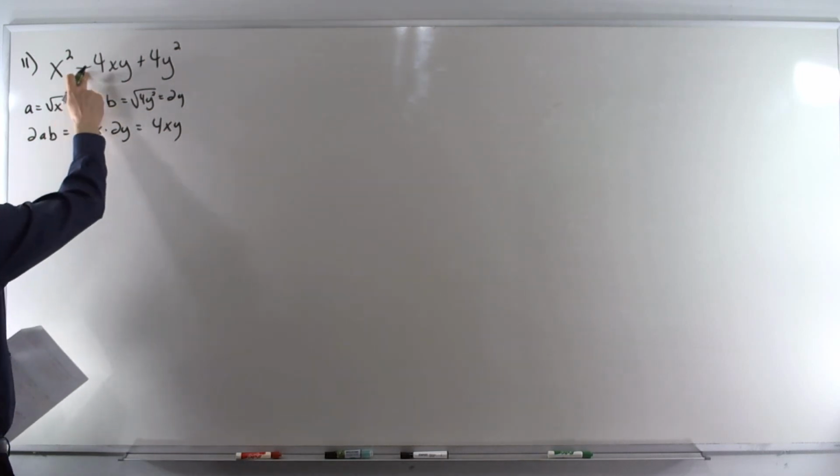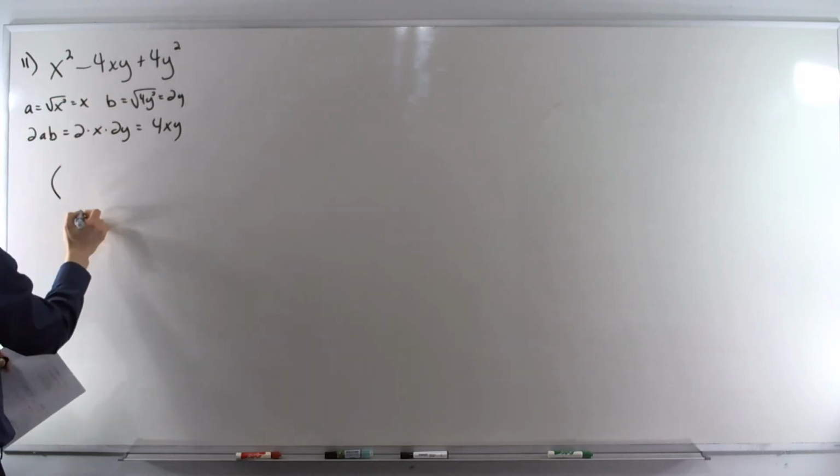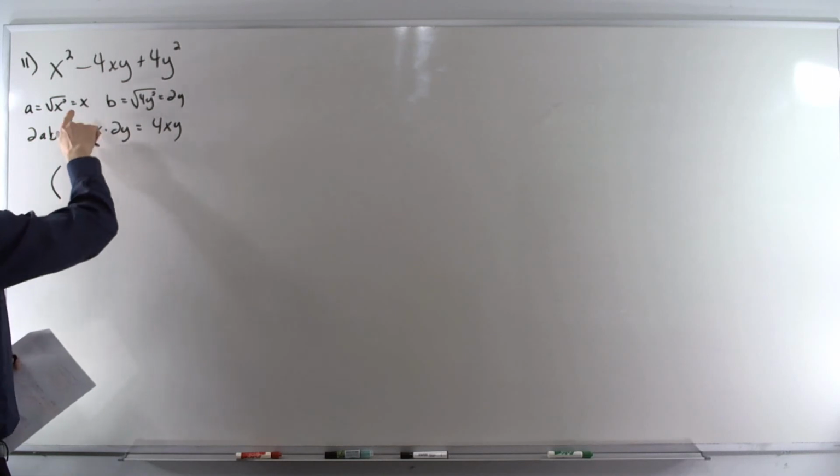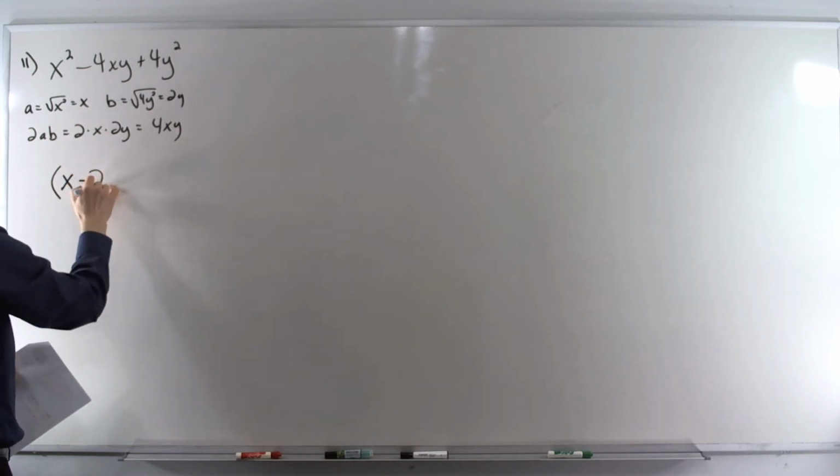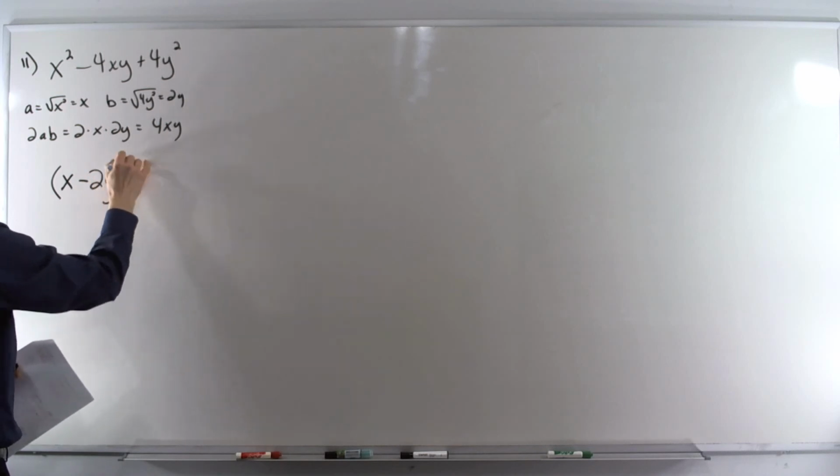So now we've got subtraction. That means our binomial will be subtraction. We'll do a, which is x, minus 2y, and squared.